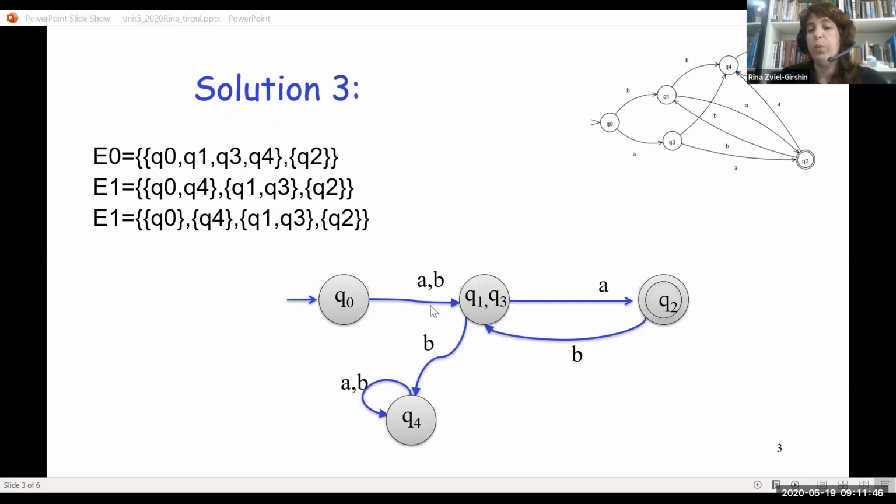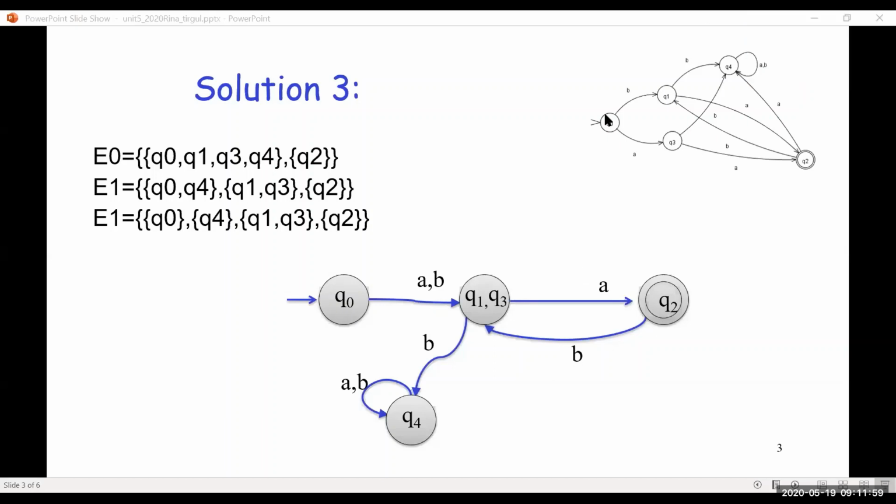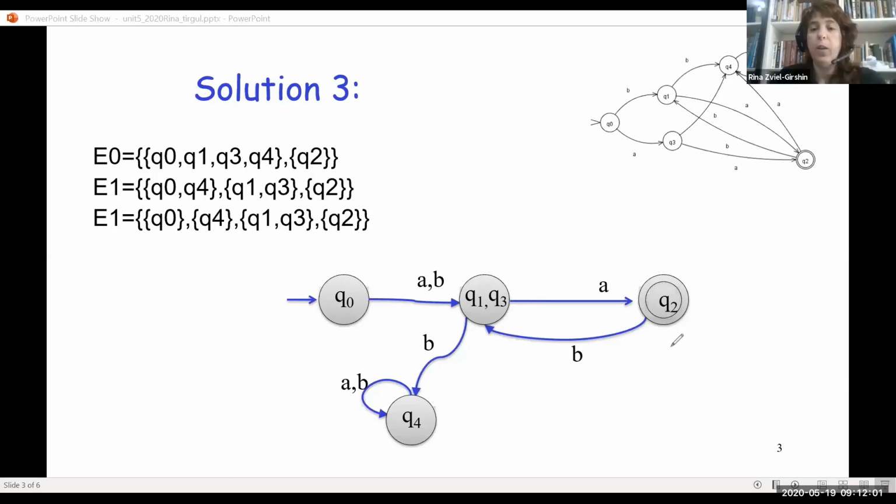Q2 on input B will return to Q1, Q3. Q2 on input A will go to Q4. Yes, definitely. And Q4 is actually a trap state. We stay here forever with any input. So now we have a minimal DFA.